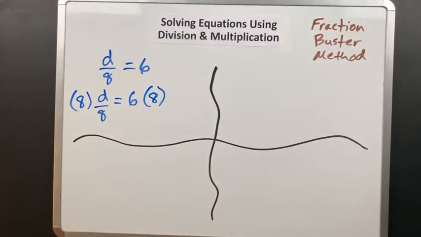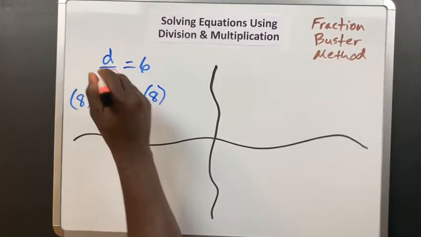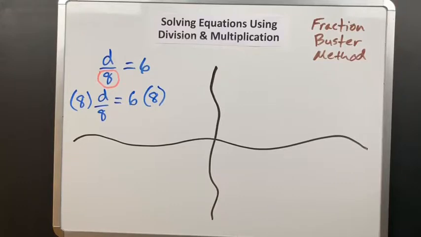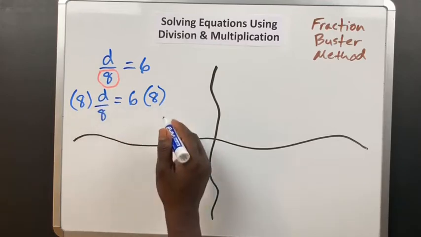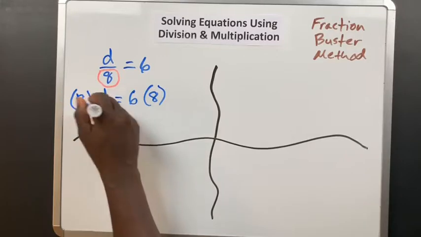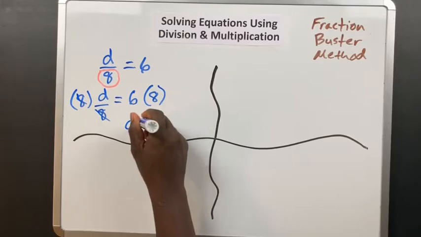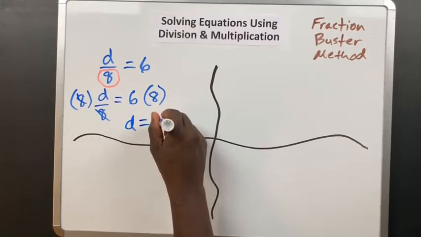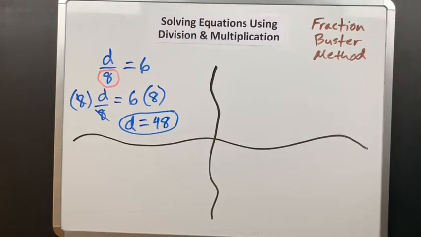The fraction buster in this particular case is 8. I'm going to circle that so that you know what the fraction buster is. That's the fraction buster, 8 in the denominator. So we rewrote the problem and multiplied both sides by 8. Now, 8 divided by 8 is 1, so we cross that out. And then we bring down d equals 6 times 8 is 48. And that is it. Hence, we have solved this equation using the division property of equality.